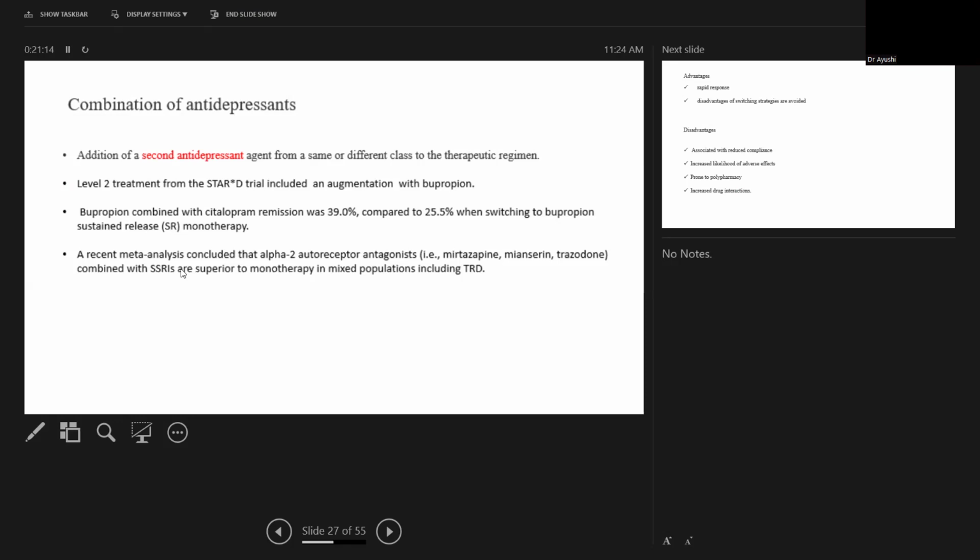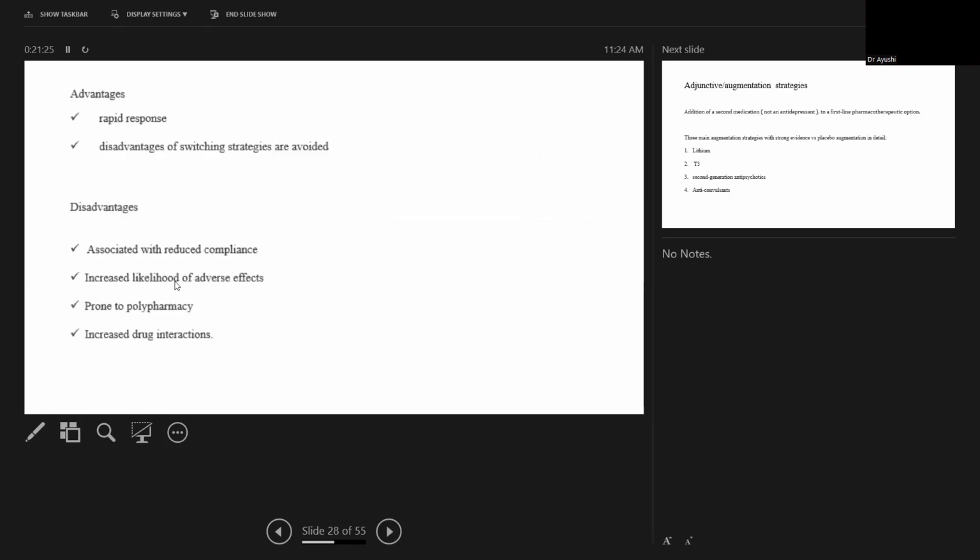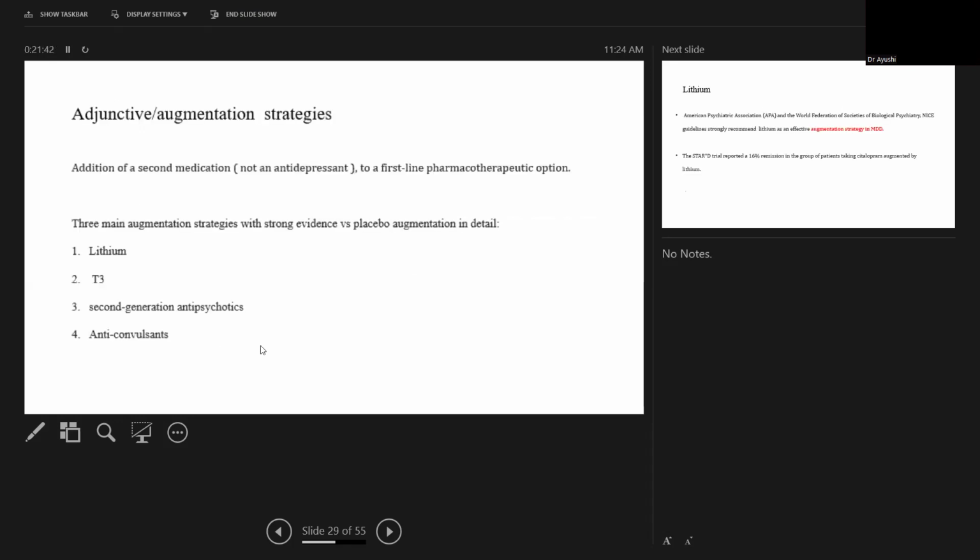A recent meta-analysis concluded that alpha-2 autoreceptor antagonists like mirtazapine, mianserin, and trazodone combined with an SSRI are superior to monotherapy in mixed populations, including treatment-resistant depression. Now, the advantages of this are the rapid response, and the disadvantages of switching strategies are avoided. And the disadvantages are that this is associated with reduced compliance, increased likelihood of adverse effects, proneness to polypharmacy, and increased drug interactions.